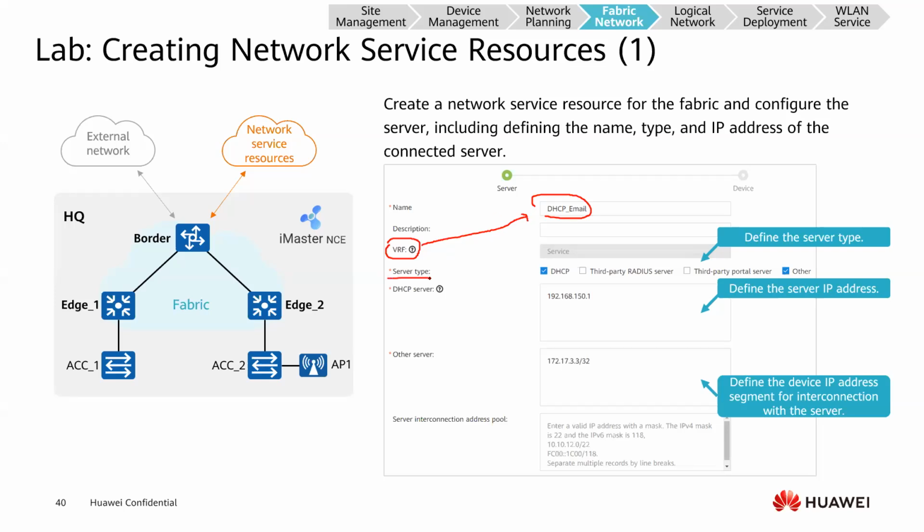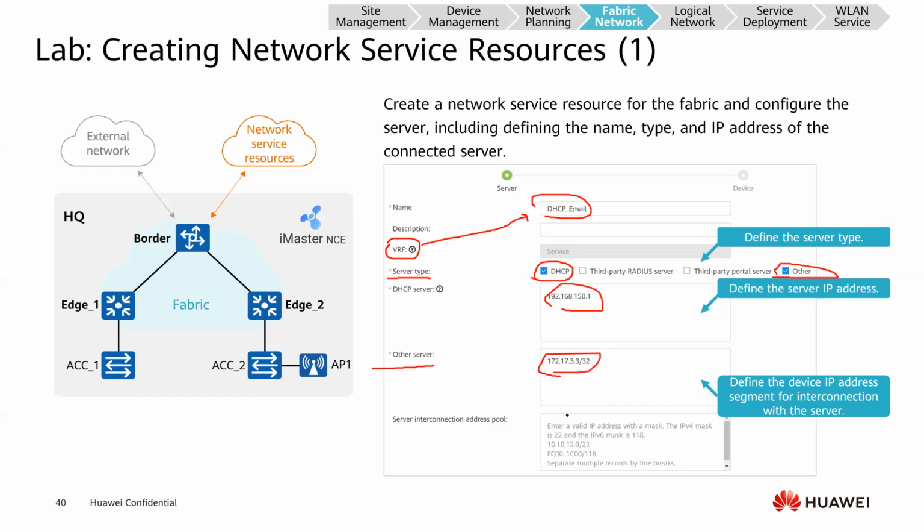And then you need to choose the server type. In our experiment, we use the DHCP server and the email server, for example, because it's only designed for the DHCP, the RADIUS, and the portal. And if you want to use other servers, you need to select Other. For the DHCP server, you need to tell the controller the DHCP server's IP address. And for the other servers, you need to configure the other server's IP address here.